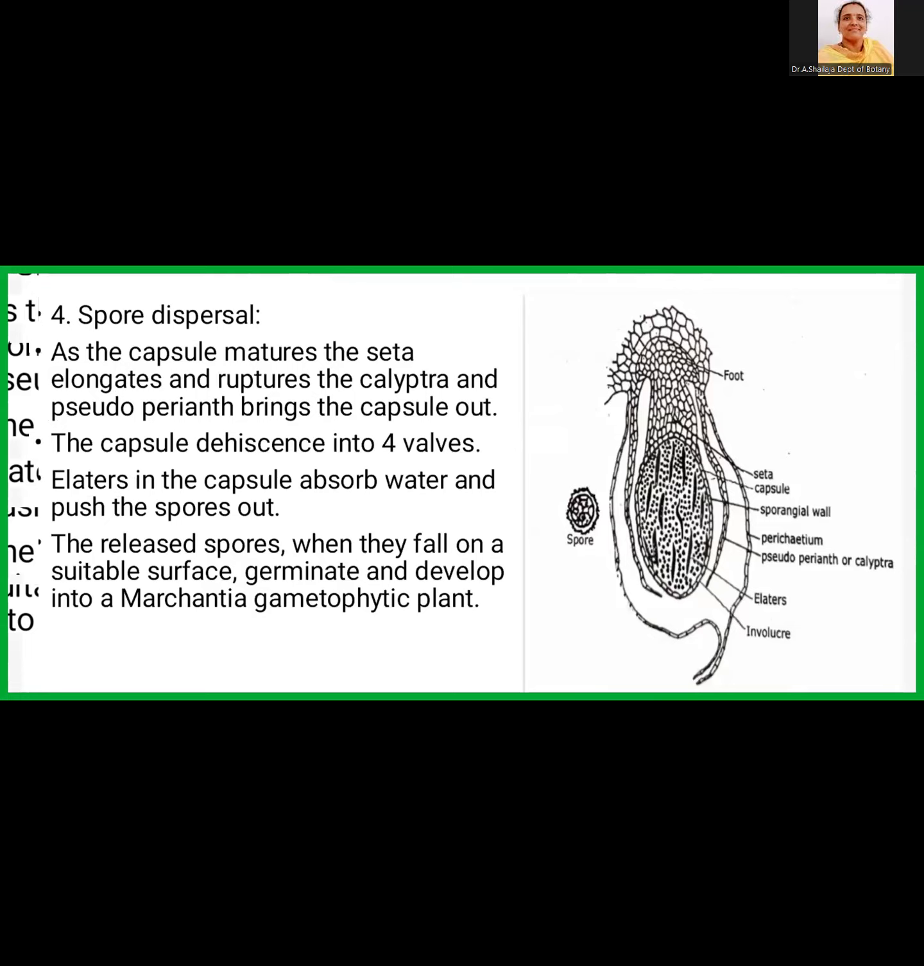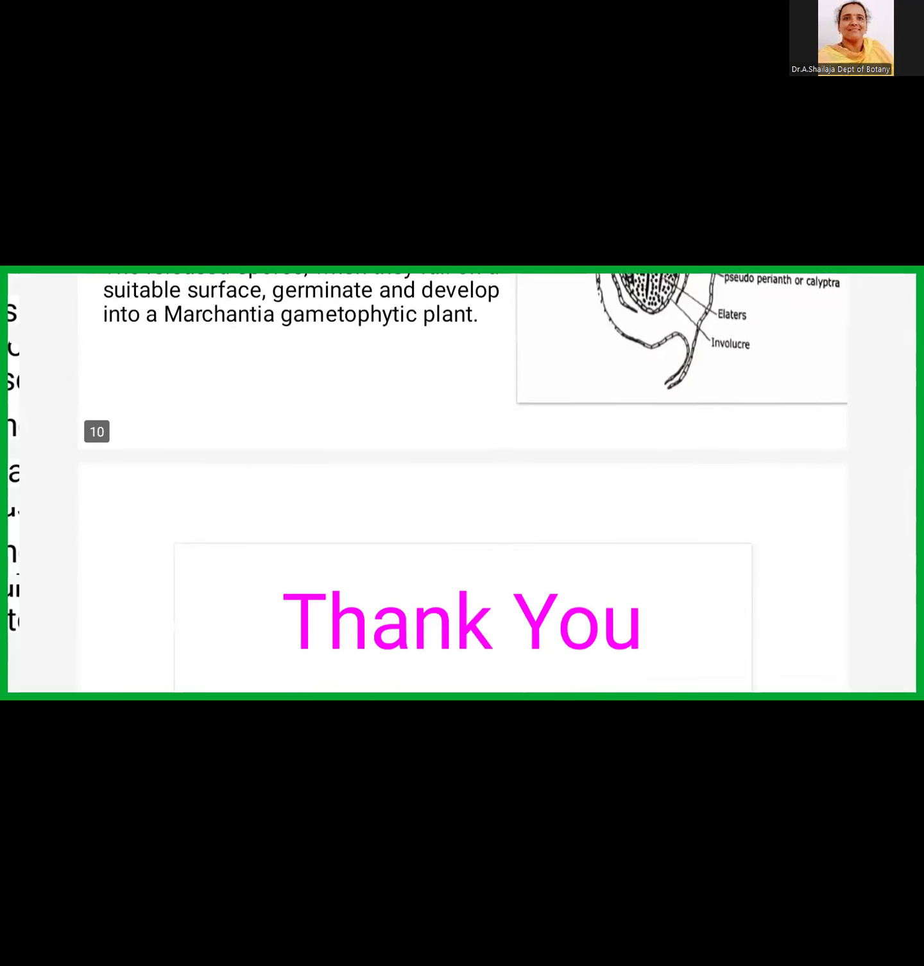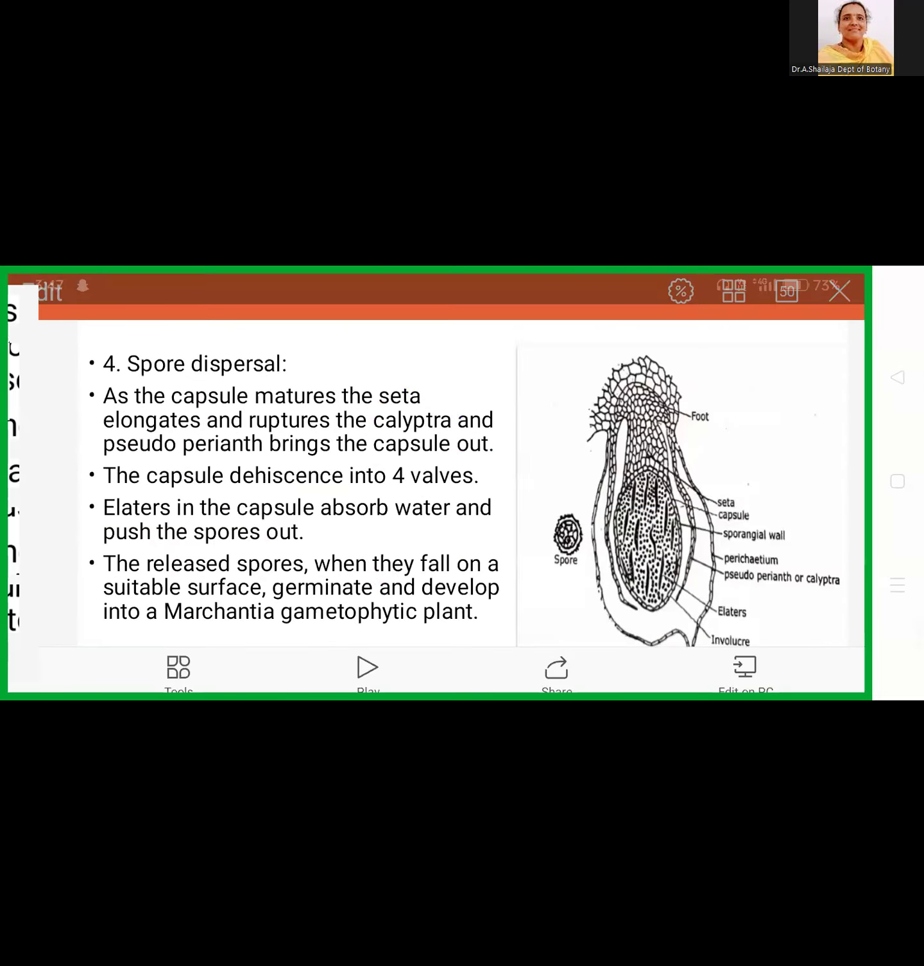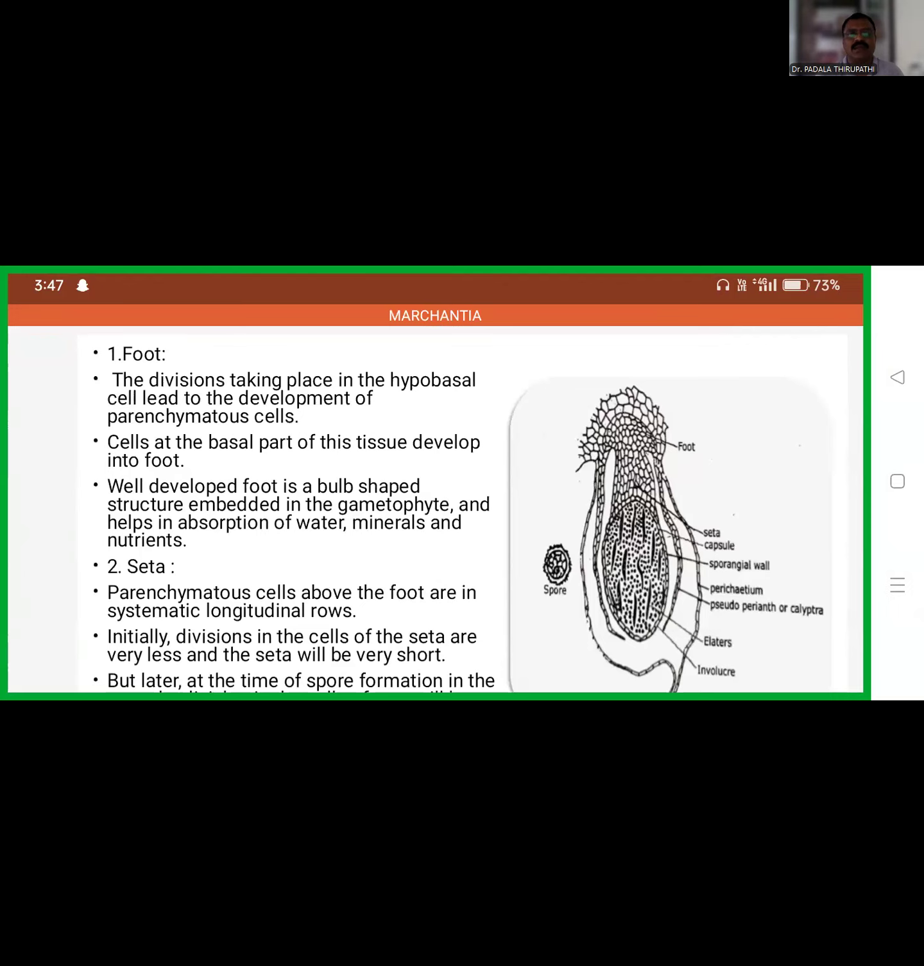Elaters in the capsule absorb the water and push the spores out. Okay, the elaters help in absorbing the water and pushing the spores out. So when the pseudoperianth and the calyptra are ruptured, at that time the elaters push the spores outside. The released spores, when they fall on a suitable surface, germinate and develop into a Marchantia gametophytic plant. This is about the sporophyte. Okay, thank you. Any doubts, please ask me. Okay, this is the type study of Marchantia.